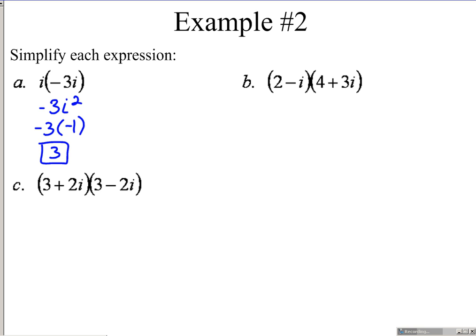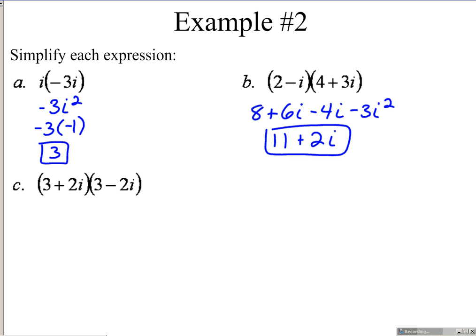Here we get a FOIL situation. When we FOIL this out, first, outer, inner, and last, begin simplifying. i squared, remember, is -1, so this last term becomes a positive 3. 8 plus 3 is 11. 6i minus 4i just gives us 2i, and there's our solution in standard form.